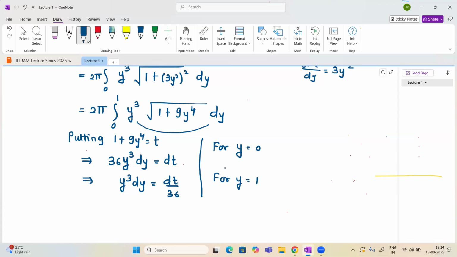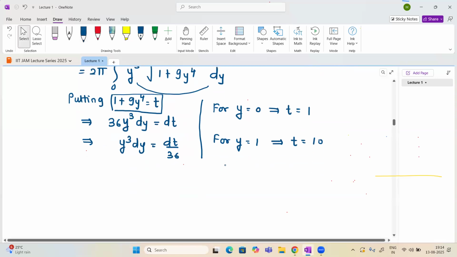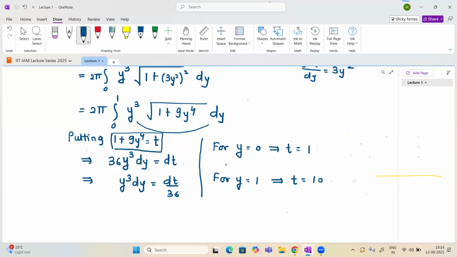So let us find the value of t for these limits of y. Simply put y is equal to 0 here, then you will get the value of t. It is 1, right? And if I put y is equal to 1, what will we get? 10. And so we got our new limits, which are 1 to 10. So area is equal to 2 pi, limits 1 to 10, square root t, and y cube dy is dt by 36.